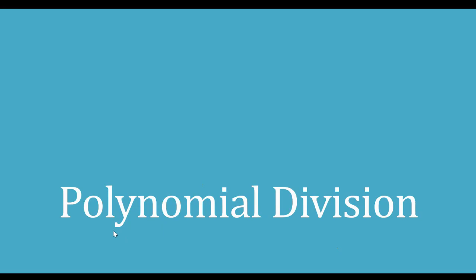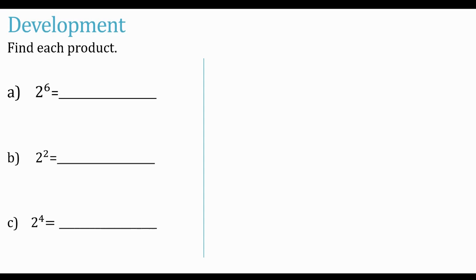Hey everyone, so today we are going to learn how to divide polynomials. Before we look at the rule that we're going to talk about today, let's discover why it works. So we have 2 to the 6th power. Remember, that's 2 times itself 6 times. So that gives us 64.